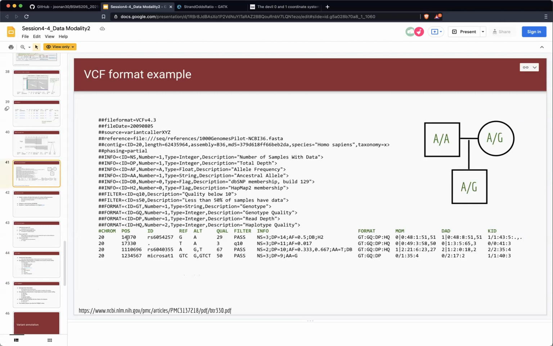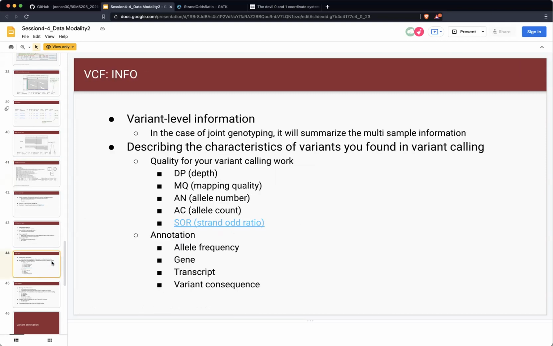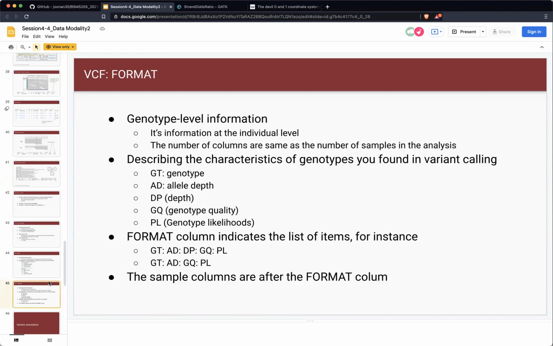So where these variants happen, right? Like a chromosome position and the allele changes. We don't have any information about which genes or which transcript or which variant consequences happen by this mutation, right? So you have to calculate that information from a certain program.